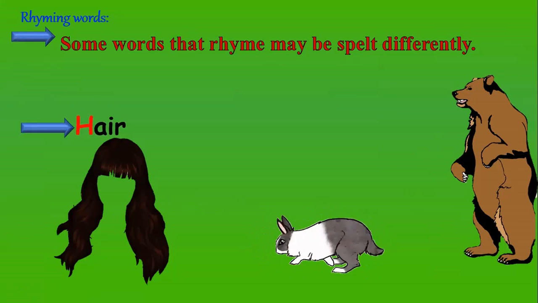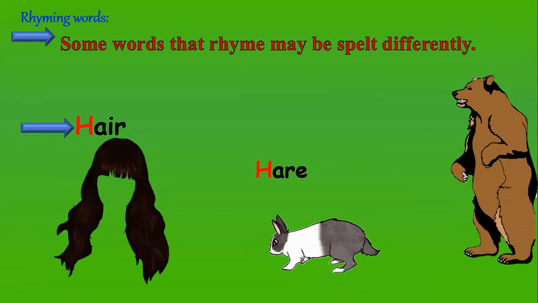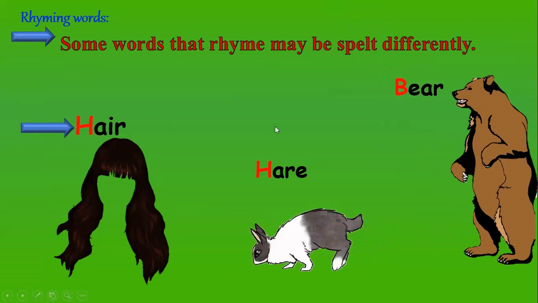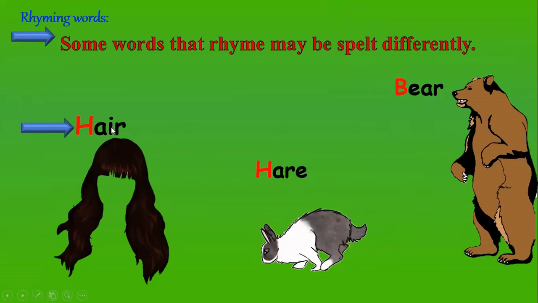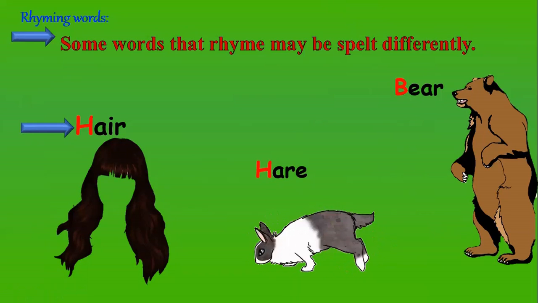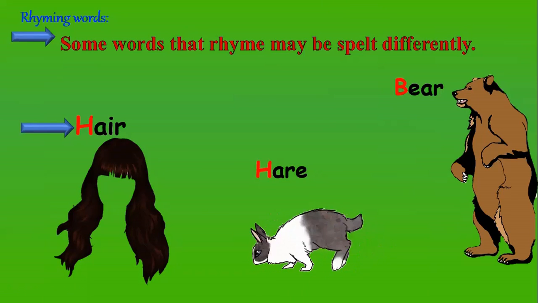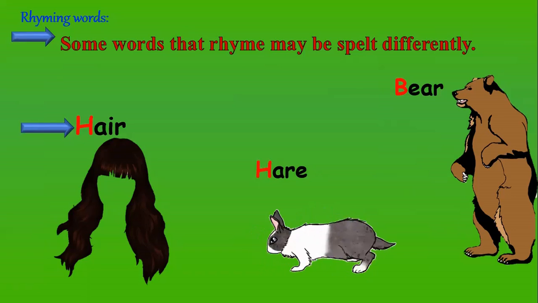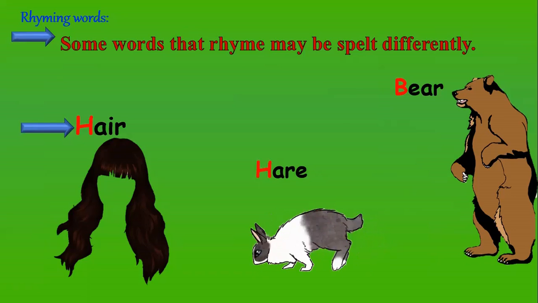Hair is the spelling of hair. And here we have a hare or a rabbit. The spelling is totally different. Now comes the bear. In all the three examples, you will find that there is not much similarity in the spellings. But we call them rhyming words because they end with the same sound. So children, it's not only the spelling at the end, but also the ending sounds that need to be considered.